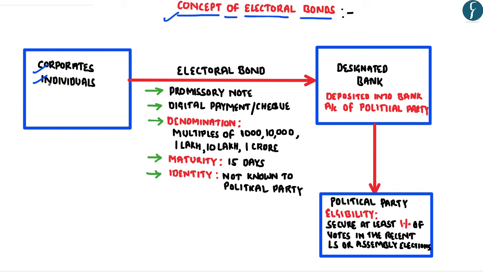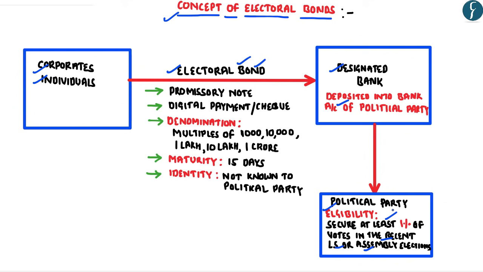any corporate entity or an individual who is willing to donate money to a political party can buy an electoral bond from a designated bank such as State Bank of India. And this electoral bond gets deposited into the bank account of the concerned political party. Further, it is to be noted that the donations under the electoral bonds can be made only to the eligible political parties. And according to the government notification, the eligible political parties include those political parties which secure at least 1% of the votes in the most recent Lok Sabha or the Assembly elections.